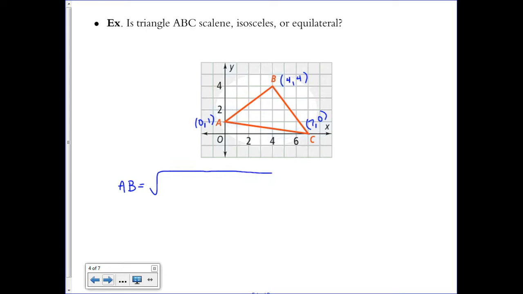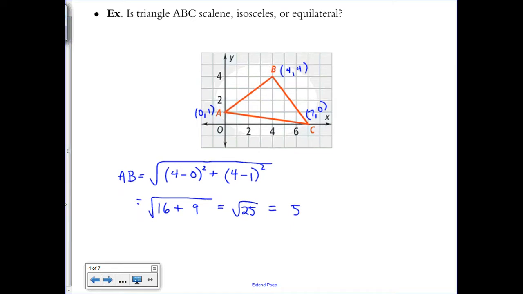So we're going to use the distance formula for AB. And if it's not a whole number, we'll just leave it as a simplified radical, because we're really just trying to compare it to the other side. So then it comes out to the square root of 25, which is a whole number, 5. Okay, so that's AB.